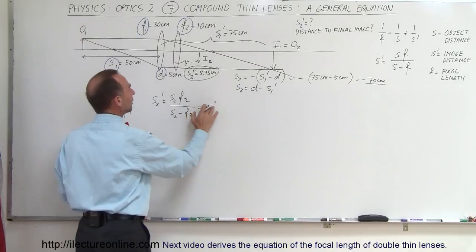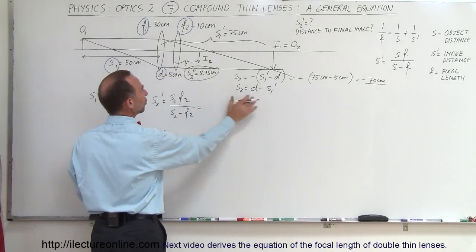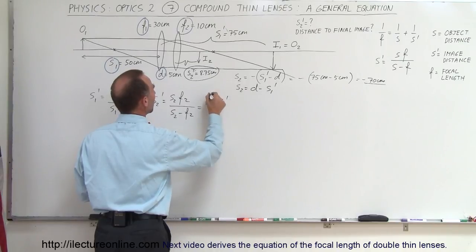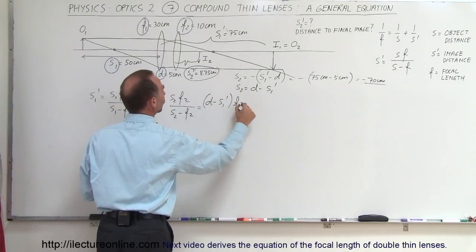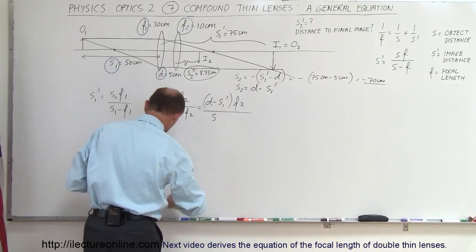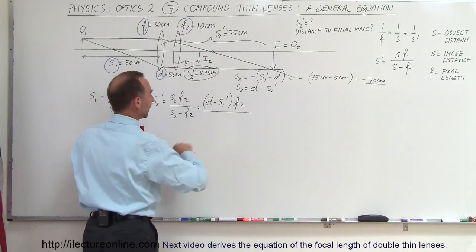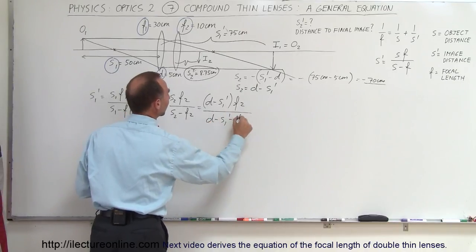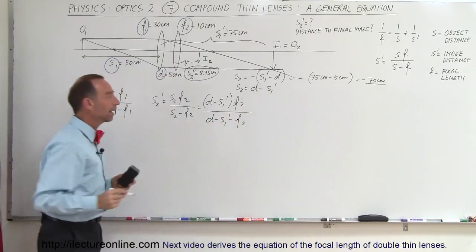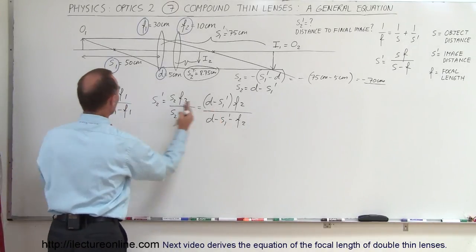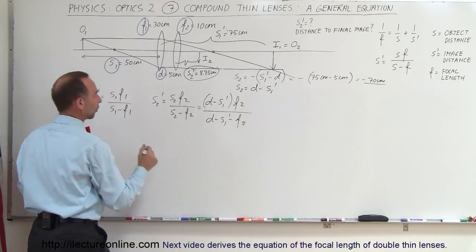So if we do that, this equation now becomes S2 can be replaced by D minus S1 prime multiplied times F2 divided by S2, which again can be replaced by D minus S1 prime minus F2. All right, now we have one more thing to do. We don't know yet what S1 prime is, but S1 prime can be replaced by this. So let's go ahead and do that.